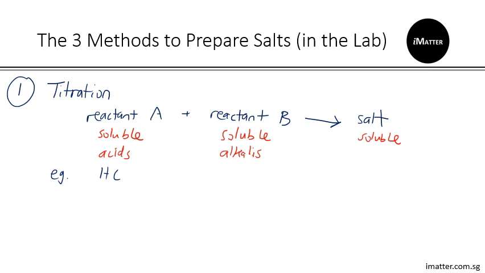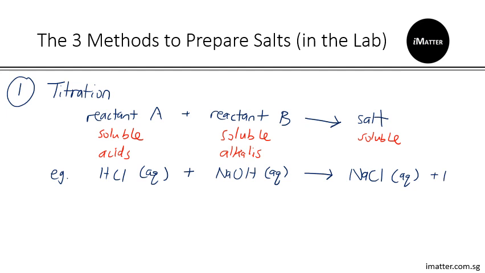Let's look at HCl. Here I add in the state symbol of aqueous because it's soluble in water. NaOH, soluble in water too, so I use the state symbol of aqueous. And of course, everybody should be familiar with the product, sodium chloride, which is definitely soluble in water. Aqueous, state symbol, and of course, water, which has the state symbol of liquid.